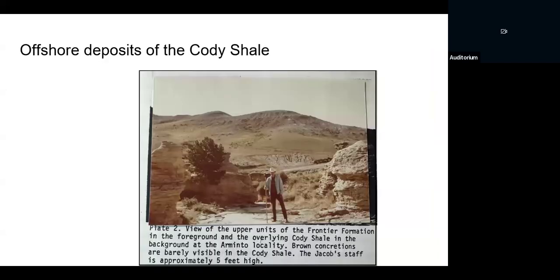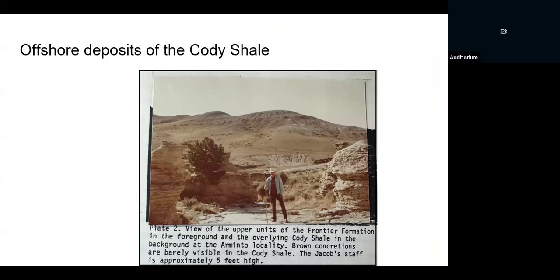Here you see a picture that was taken of me by one of my field partners in the Frontier Formation. So you get these really outstanding sandstone formations of the Frontier. And in the background, you get to see the Cody Shale.